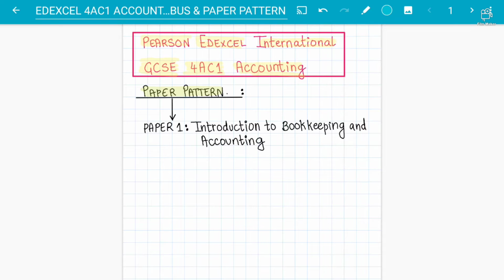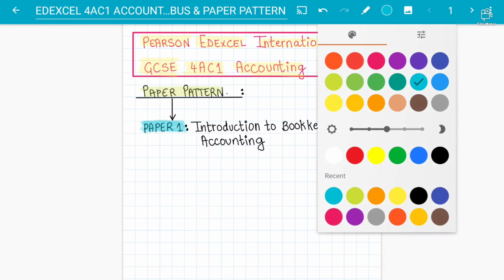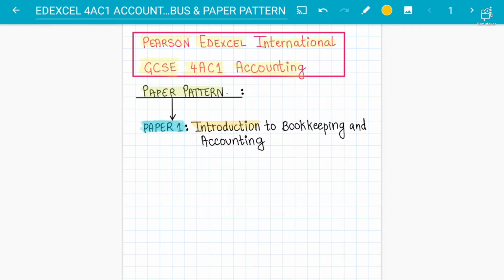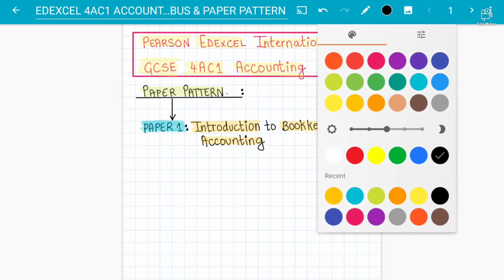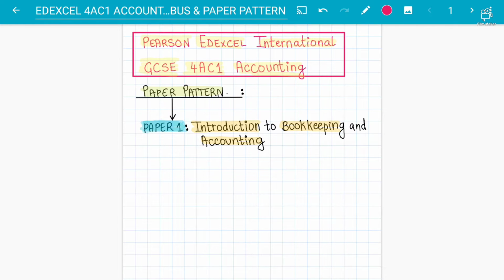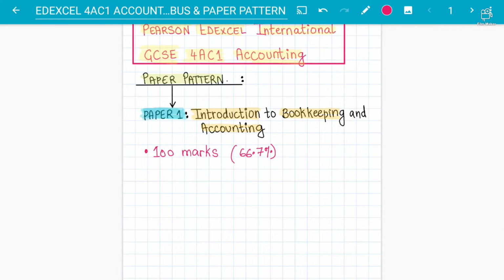When we talk about paper number 1, it is called Introduction to Bookkeeping and Accounting. It is a 100 marks paper. Let's write down the pointers. It's a 100 marks paper, and the percentage weight given to it is 66.7%, so a huge weightage is placed on this. It is almost 66.67%, or 70%, you can say.